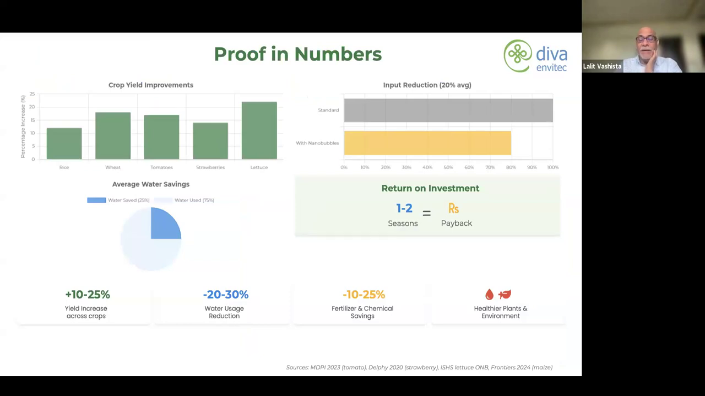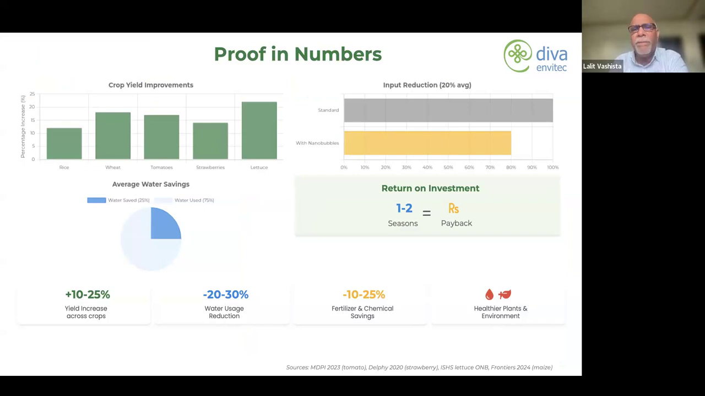Proof in numbers is that the return of investments can come in 1 to 2 seasons, depending on the size, the type of plant, and what kind of growth the plant can take. So the plant yield can increase anywhere from 10 to 25%. Wherever they are paying for water, if at all in India that is not the case, but a 20 to 30% reduction in water is there.